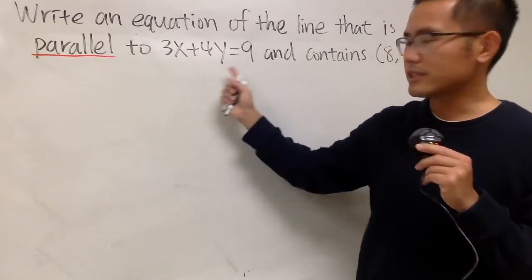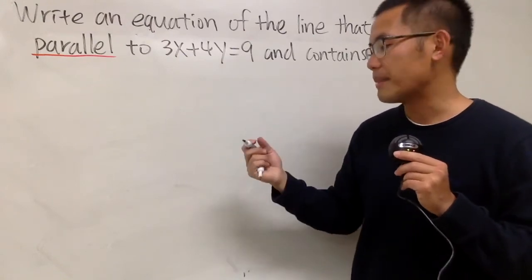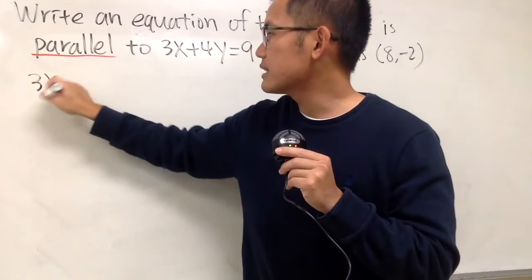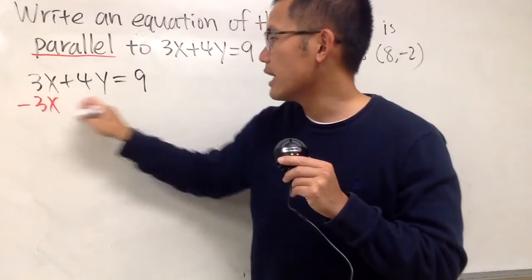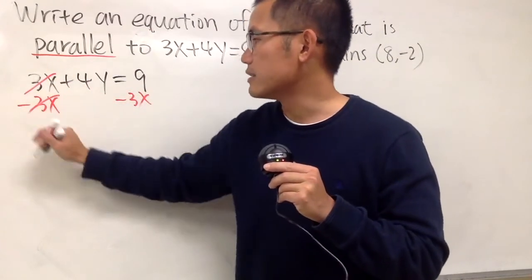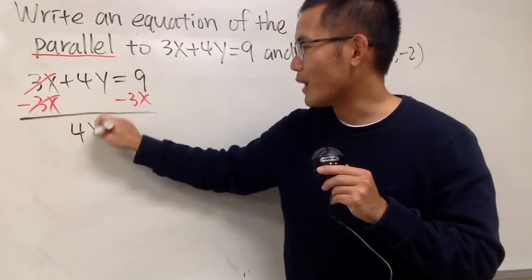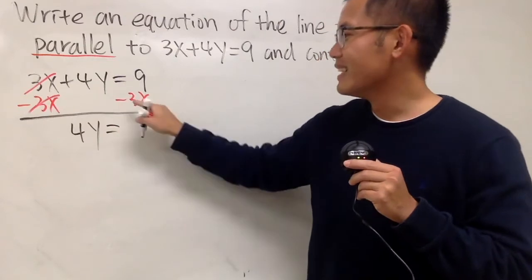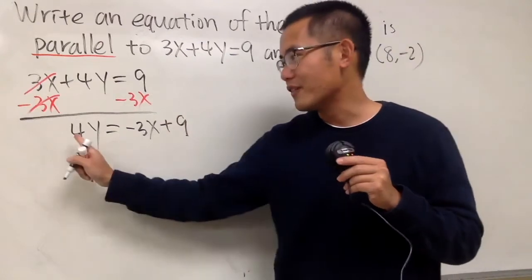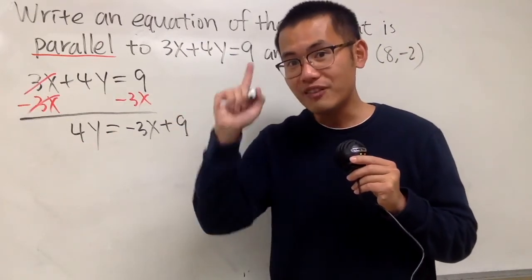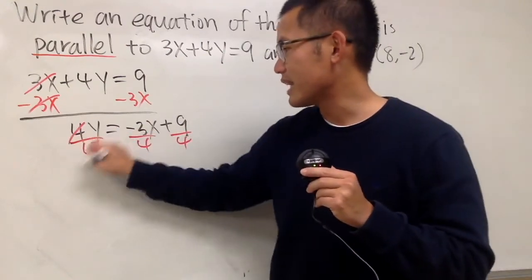We don't know the slope right away, but we can put this into the y equals mx plus b form, and let's make that happen. So let me write it down: 3x plus 4y equals 9. First, let's minus 3x on both sides. This and that will cancel, and we get 4y equals -3x plus 9. Now we have 4 times y, so we have to divide everybody by 4. Divide this by 4, divide this by 4, divide this by 4. So this and that cancel.